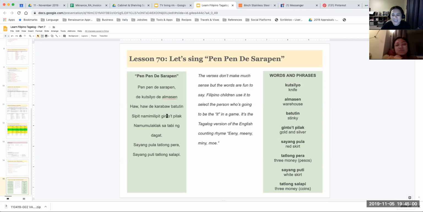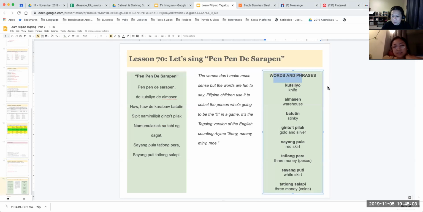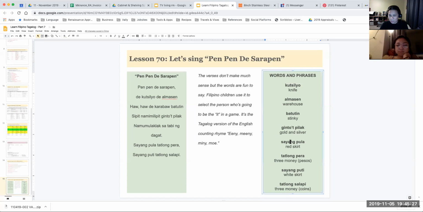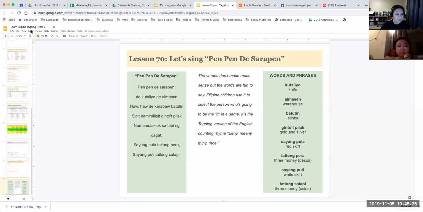So those are the words and phrases. Can you read all the Tagalog words? Cuchillo, almacen, batutin, gintot pilak, sayang pula, tatlong pera, sayang puti, tatlong salapi. Very good, that's right. You notice here you would know which ones have linkers, right? All right, that is the end of this lesson.